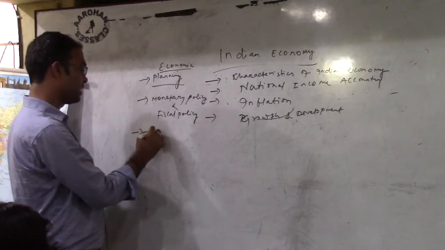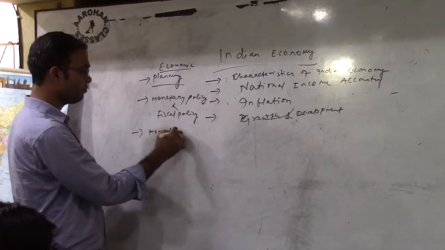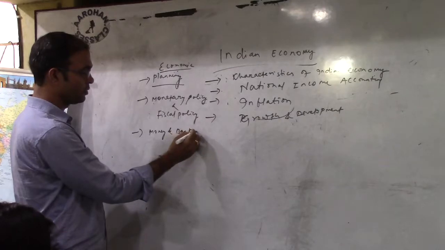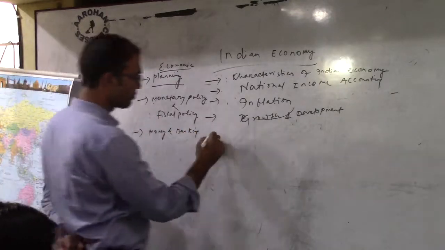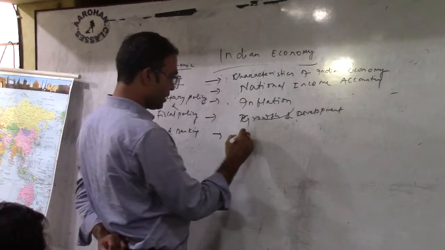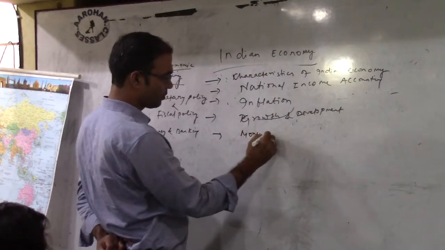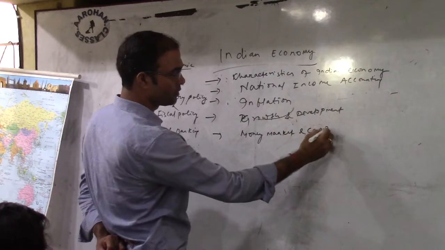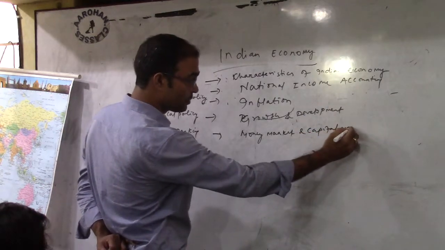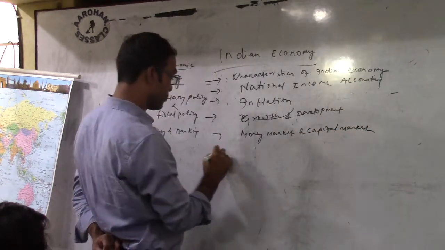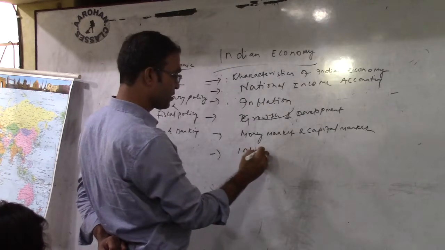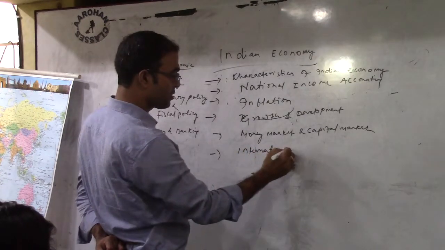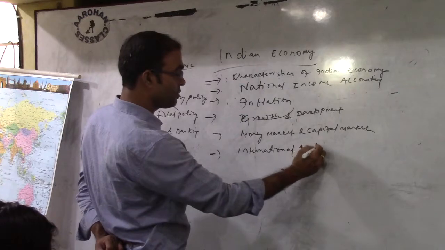Then you have to know money and banking. Then you have to know money market and capital markets. Forex means international trade you have to deal with. That is balance of payments. International trade and balance of payments.